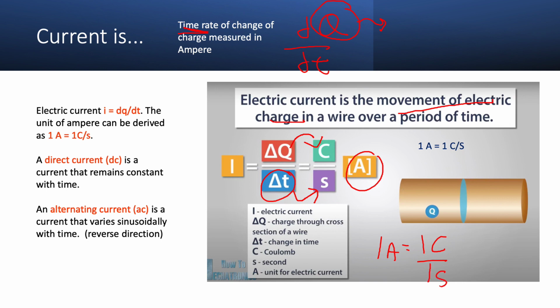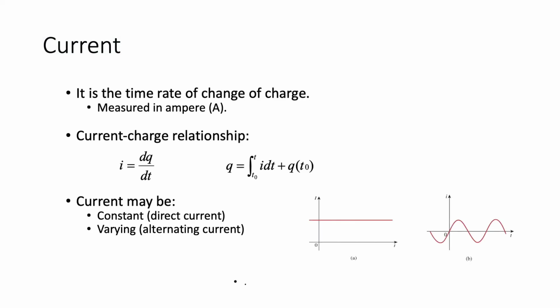So we have two types of current. One is what we call DC current, and the second one is what we call AC current. DC current is direct current. It will not change over time. And AC will change over the time. What is the unit for current? Ampere.